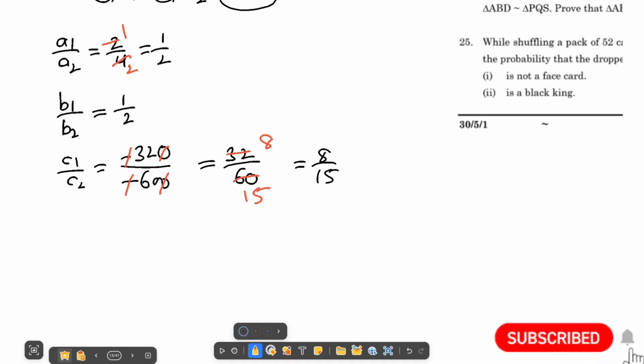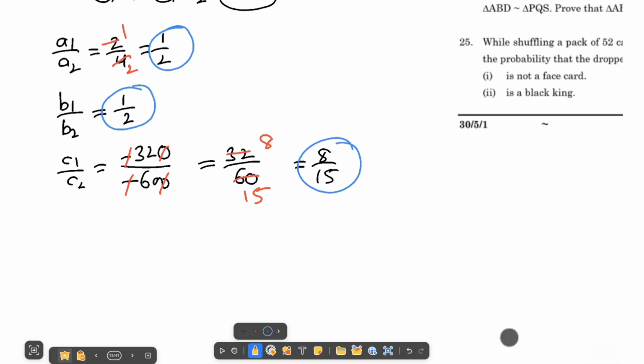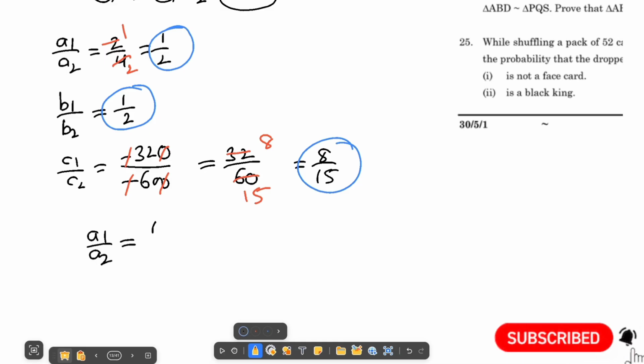So here what we got, a1 by a2 is equals to 1 by 2, b1 by b2 is also equal to 1 by 2, but both are not equals to c1 by c2. So here what do we got? a1 by a2 equals to b1 by b2 and not equals to c1 by c2.